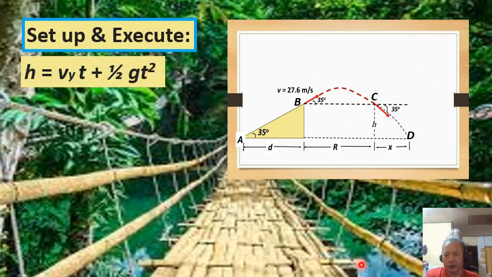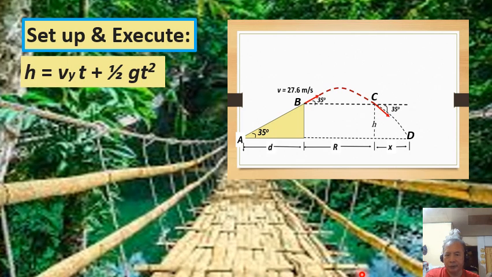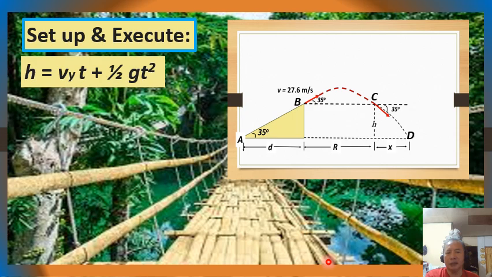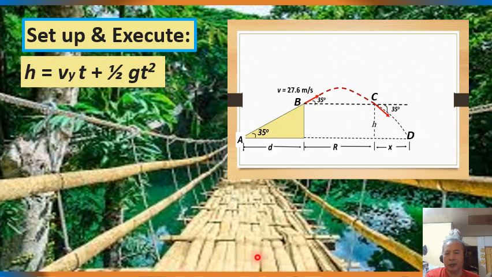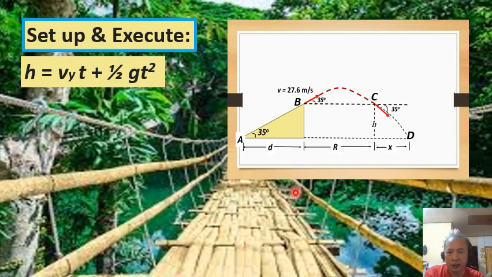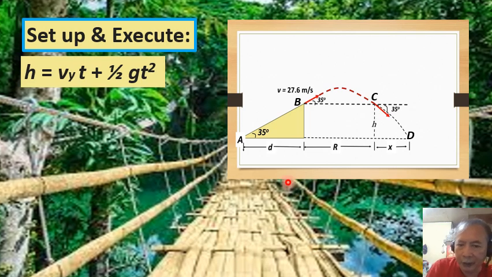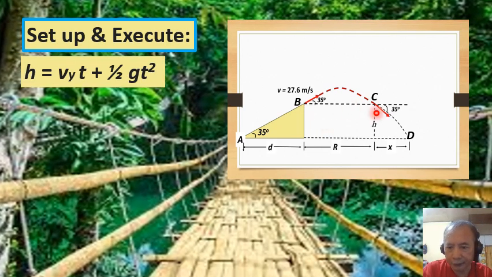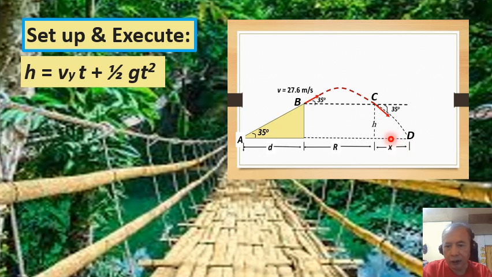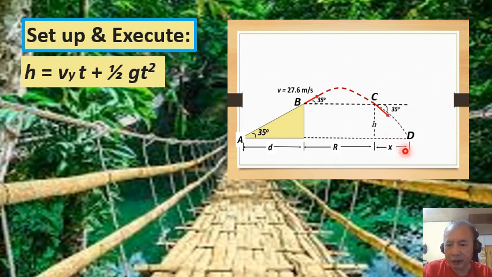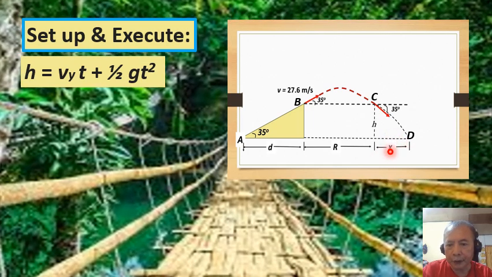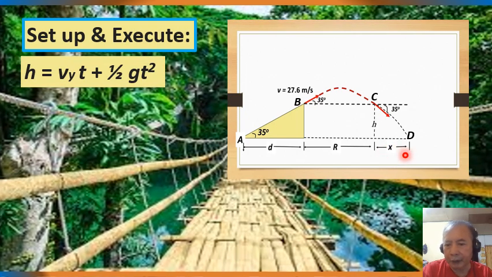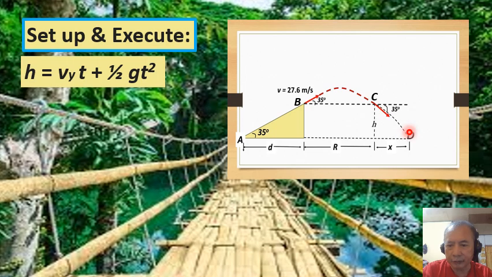So when the rocket reaches point C, its instantaneous velocity is just the same as the magnitude of its velocity at point B, right? And our last task is actually to determine the value of the horizontal distance labeled here as x, all right?